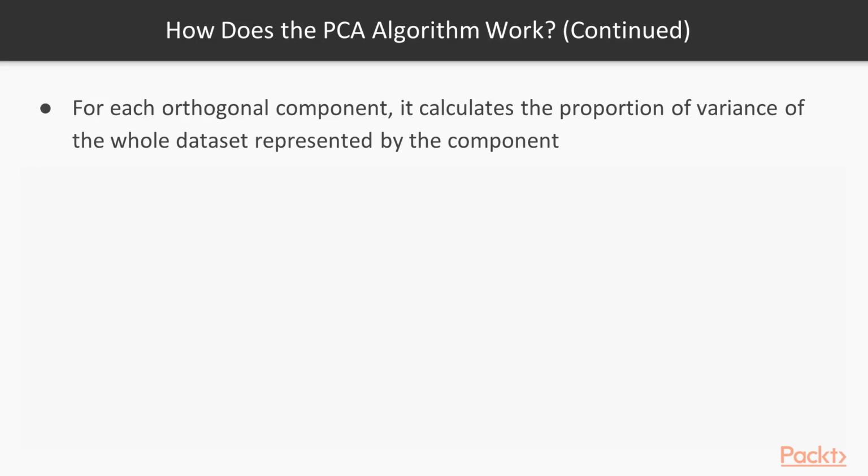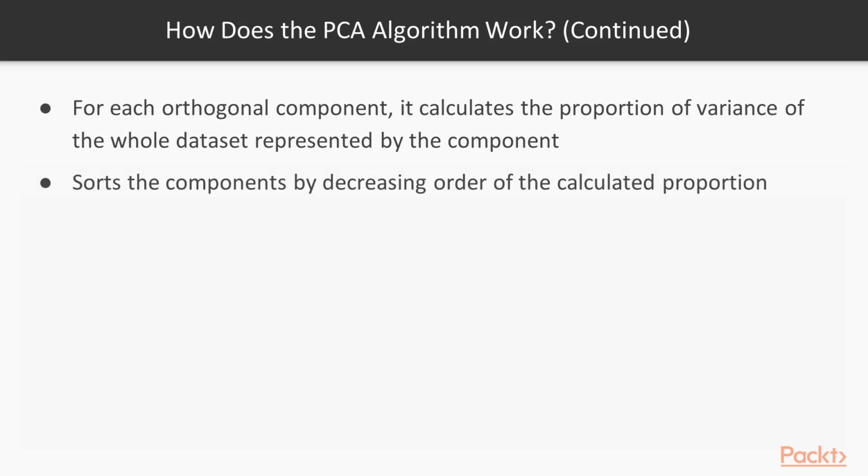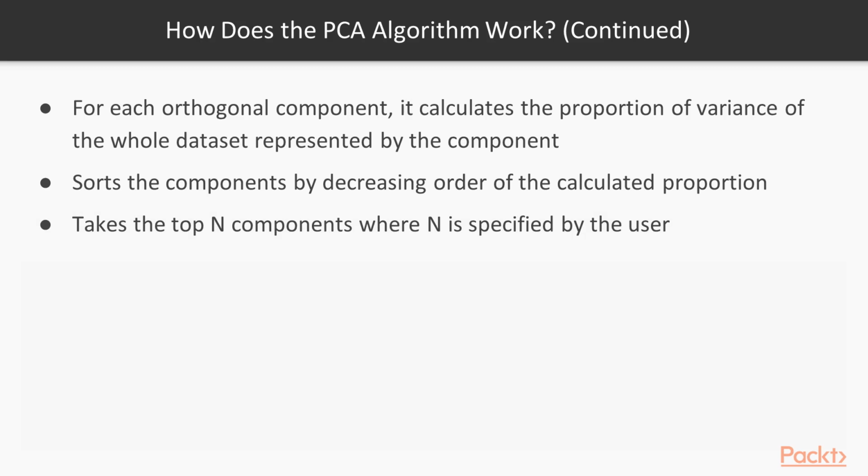For each orthogonal component, we calculate the proportion of variance of the whole data set represented by the component. So each component is contributing to the overall variance of the data set, because we obtained eigenvectors from the covariance matrix, remember? Then it sorts the components by decreasing order of the calculated proportion it is contributing to the overall variance. And then it takes the top n components, where n is specified by the user. So the user gives as input how many components the user wants to divide the dataset into.